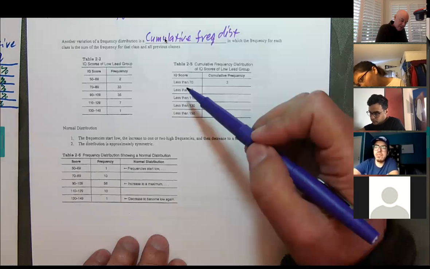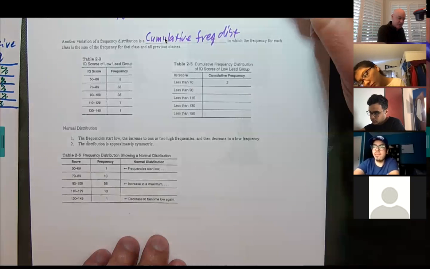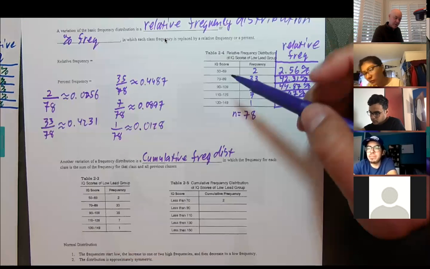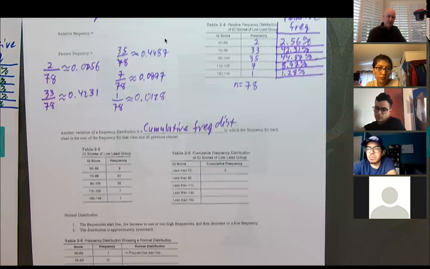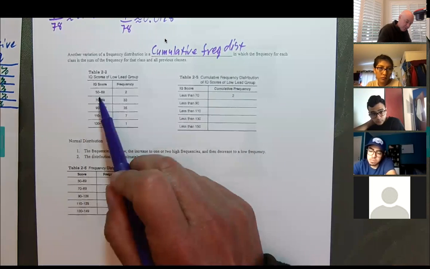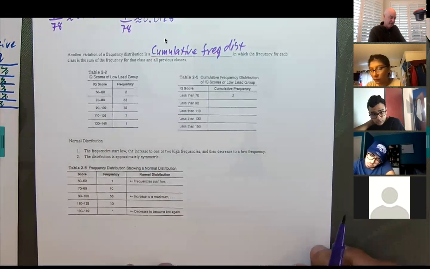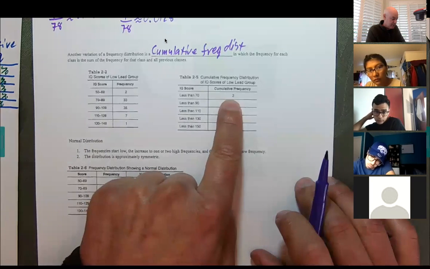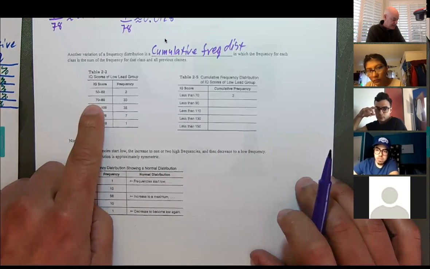And you'll notice that the scores are listed a little differently than the previous ones. Here we had a range, and here we don't. It's less than 70. So how many of these data pieces are less than 70? Less than 70, there's only 2.